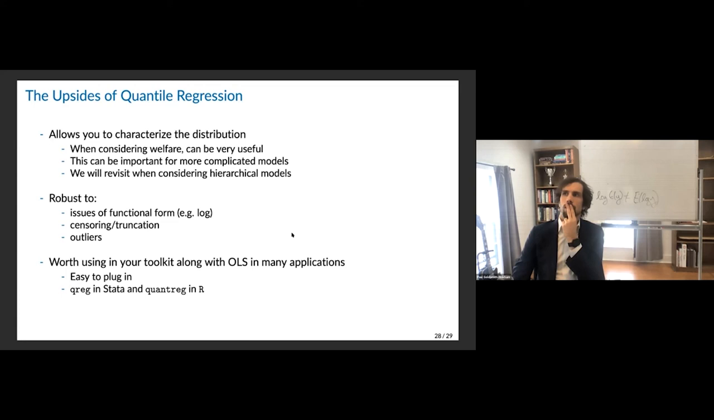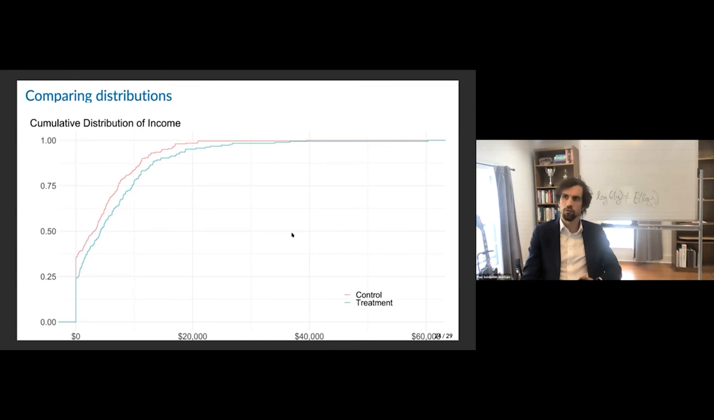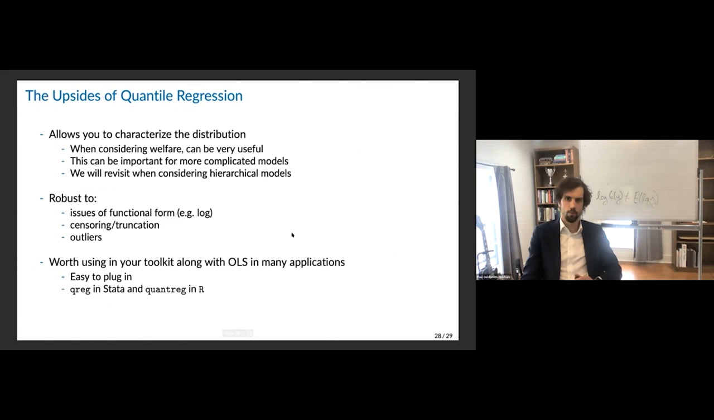So let me kind of wrap up. Let me talk about the upsides of quantile regression before I talk about the downside. So what I'm hoping you take away from this is that the upside is it really lets you characterize the distribution in a really interesting way, under treatment effects. We were really just doing binary treatment effects, but there's no reason to think you can't think about multi-value treatment effects or even continuous things in the same way.